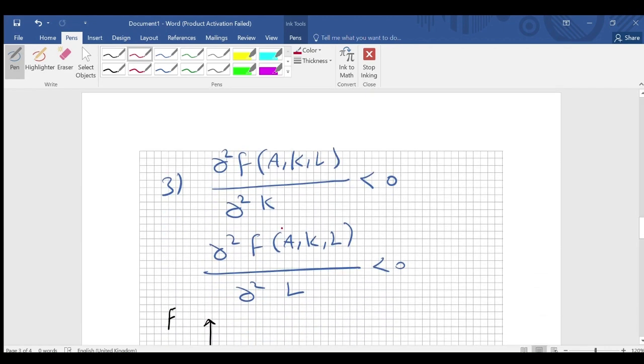Next, we're assuming that the second derivative of the production function with respect to capital and with respect to labor separately is smaller than 0, or negative. This assumption means that the marginal product of capital is decreasing. Also, the marginal product of labor is decreasing. In other words, if we add one more unit of capital or one more unit of labor, that will increase the output, but not as much as the previous unit. So the more capital we add, the output will increase, but less and less. So that's what it says.